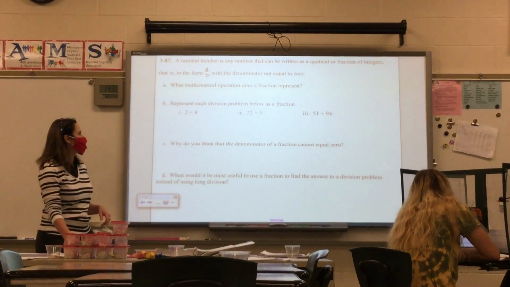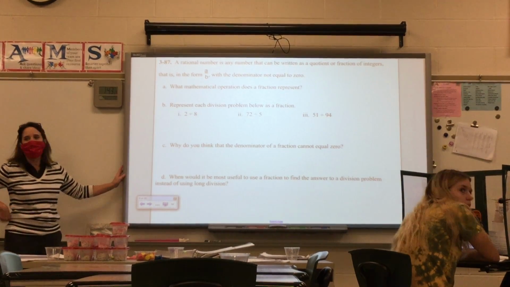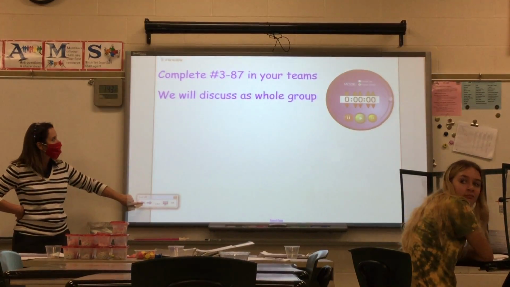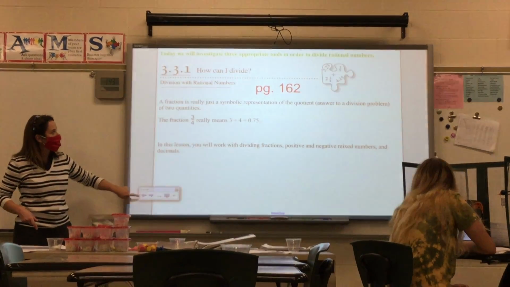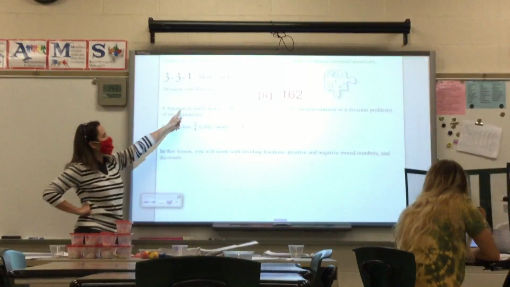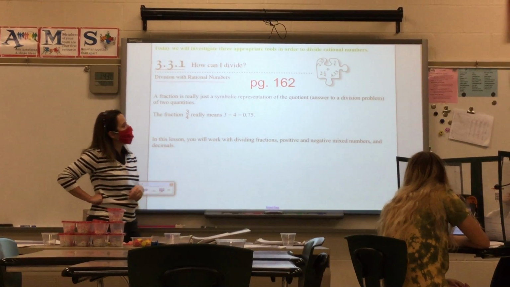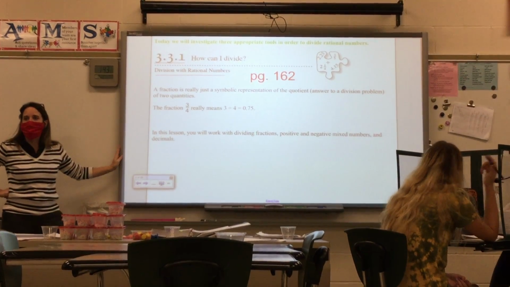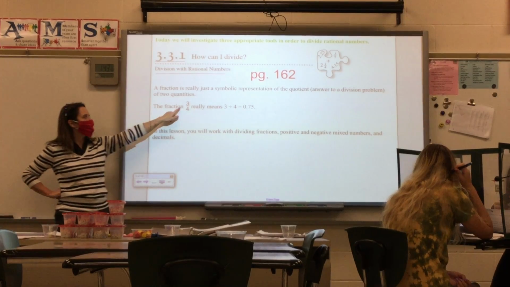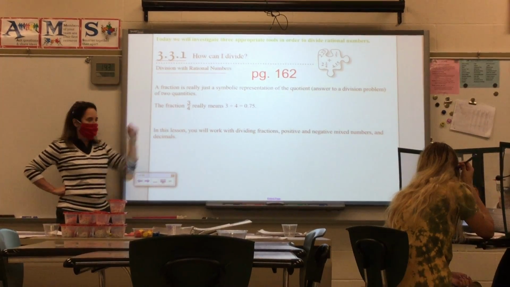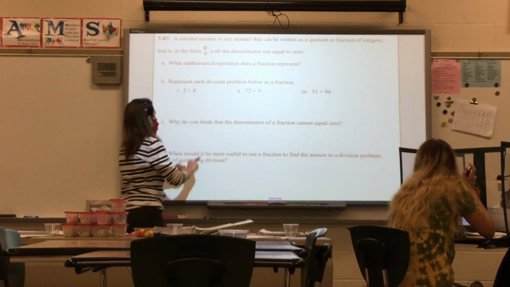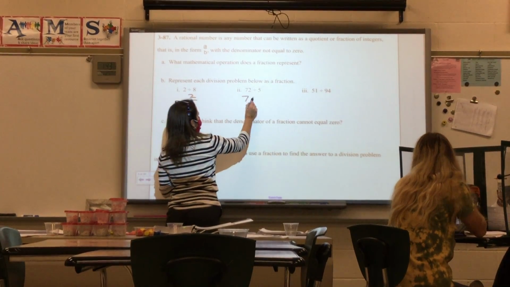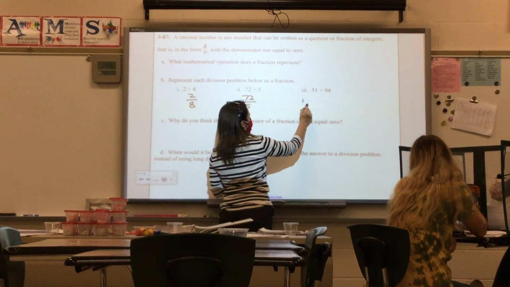Okay, so A, what mathematical operation? Task manager, team 7, what operation does a fraction represent? Multiplication. Any teams get a different answer? Okay, let's look at what I read to you at the beginning. A fraction is really just a symbolic representation of the quotient, the answer to a division problem. And what did I always tell you this fraction bar means? Division. So A should have been division. B, I'm just going to write them. This should have just been 2 over 8, 72 over 5, and 51 over 94.